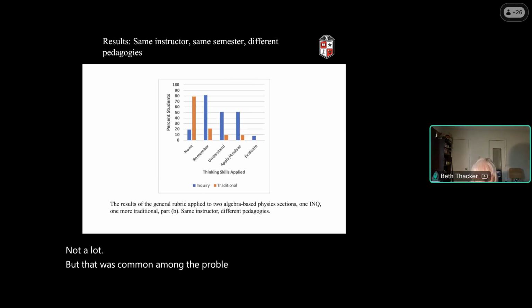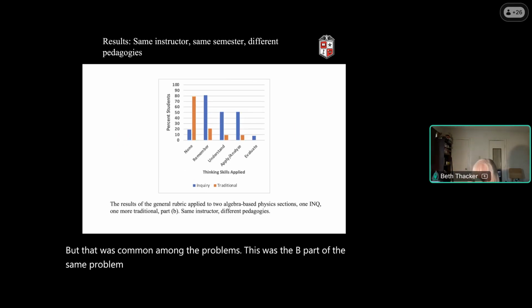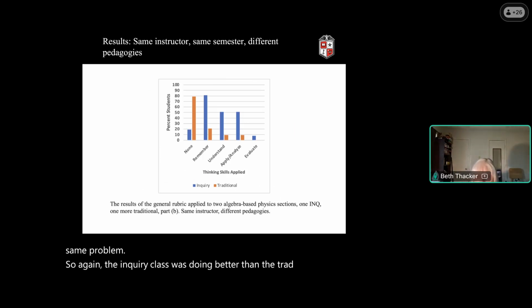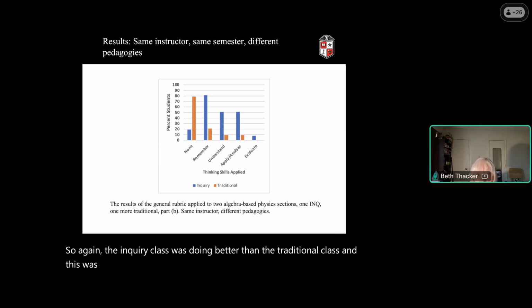This was the B part of the same problem. Again, the inquiry class was doing better than the traditional class. And this was a common thing we saw.